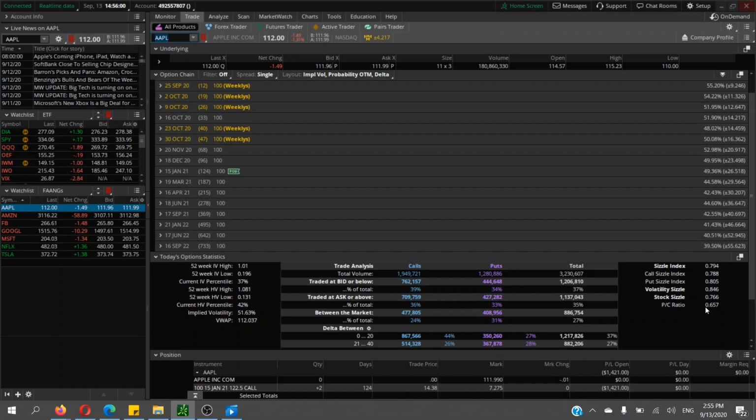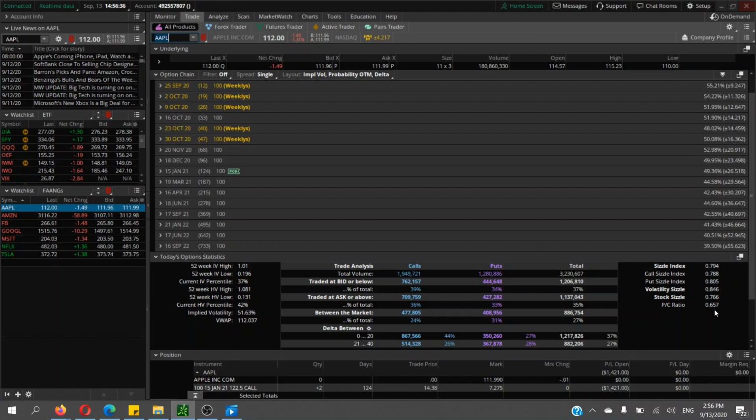If it is less than 0.5 or less than 0.25, what's the understanding? There are more calls, fewer puts. So now Apple is giving a number of 0.65. What does it mean? The ideal ratio for put call ratio is 0.5. If it is less than 0.5, we consider it as bullish. If it is more than 0.5, we consider it as bearish. I repeat, the ideal put call ratio for any stock is 0.5.